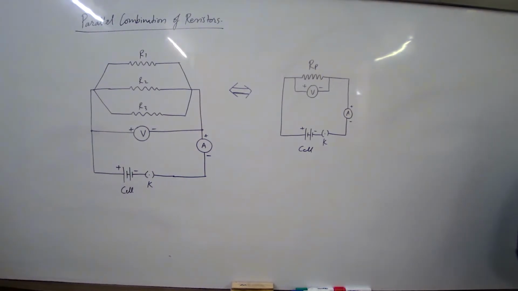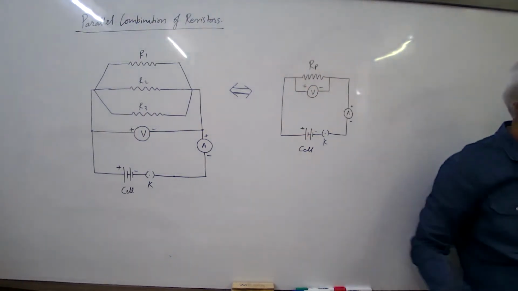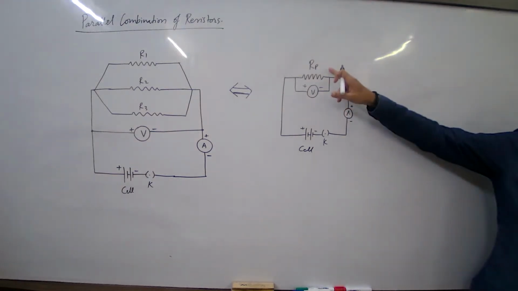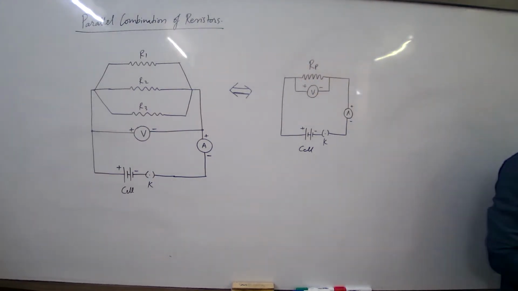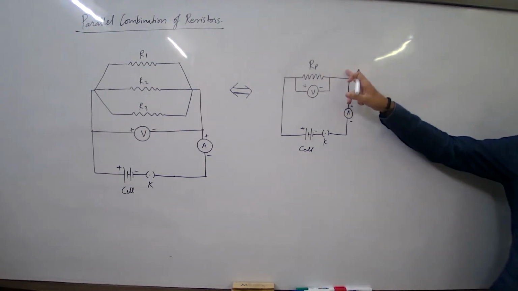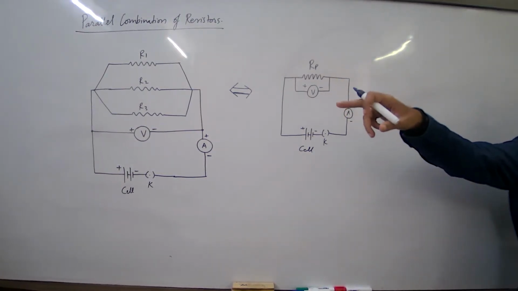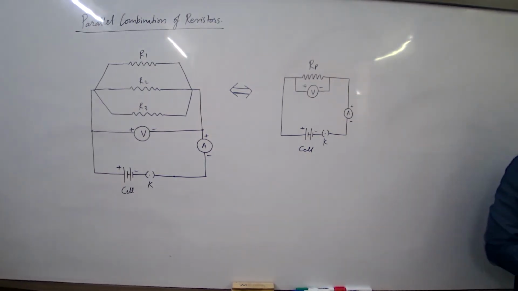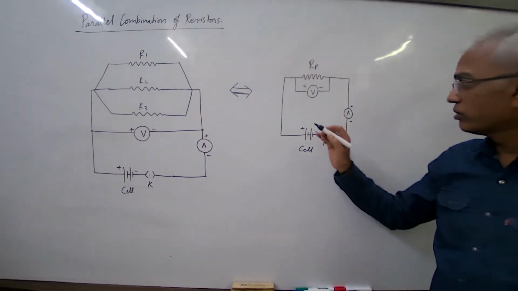You get me? So what is the difference between both of them? Nothing. This is the equivalent of all the three. And we have to find the expression, the relation between this and that. Like we found for series, RS is equal to the sum R1, R2, R3. So here we have to find the relation between the equivalent of parallel combination and the resistors connected in parallel combination. Okay, so we basically make use of Ohm's law.